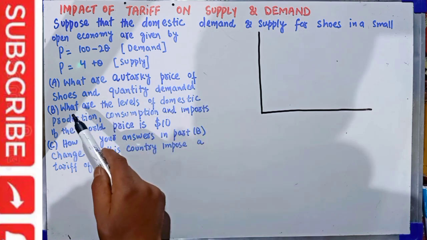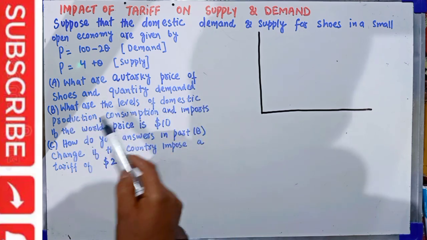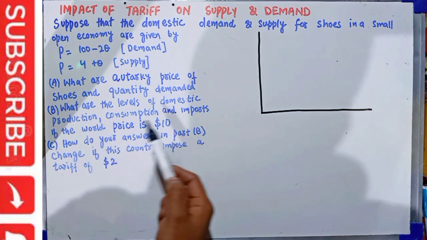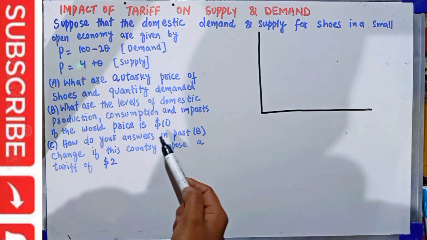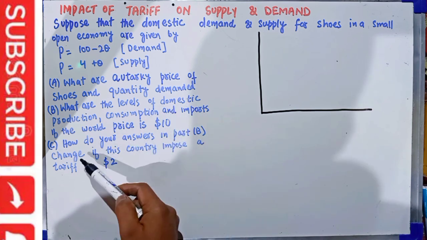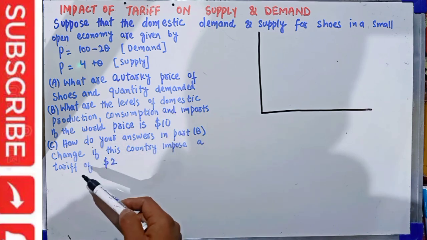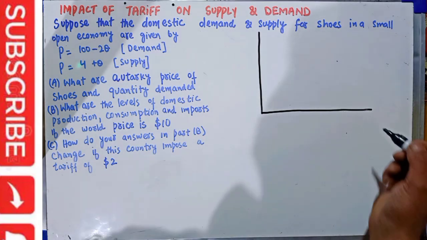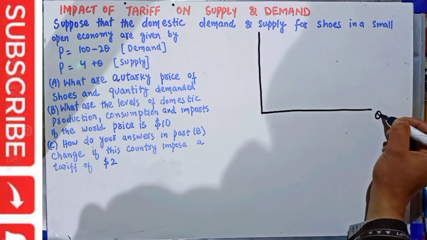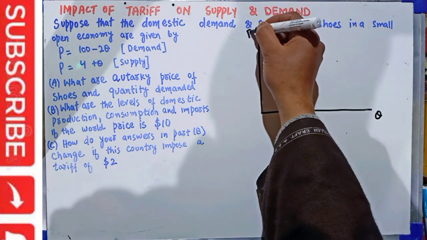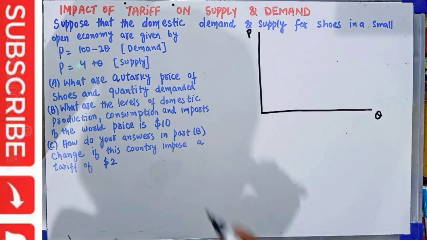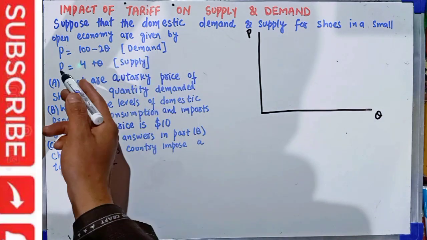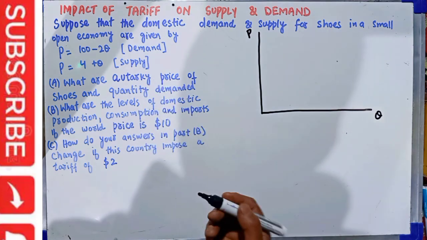In the second part, we have to find the levels of domestic production, consumption, and imports if the world price is $10. And how do your answers change in part B if this country imposes a tariff of $2? Okay, so let us solve it one by one. We have quantity demanded on this side and the prices on this side. First, we are given this domestic demand function and this domestic supply function.